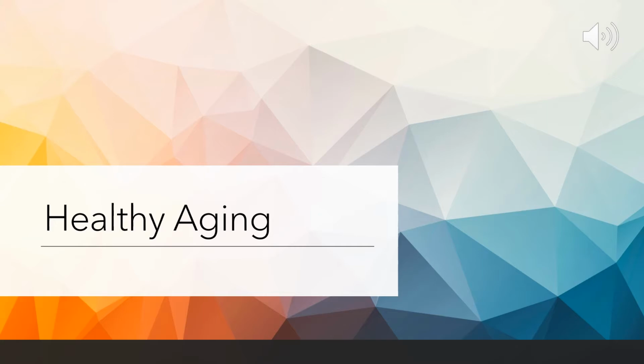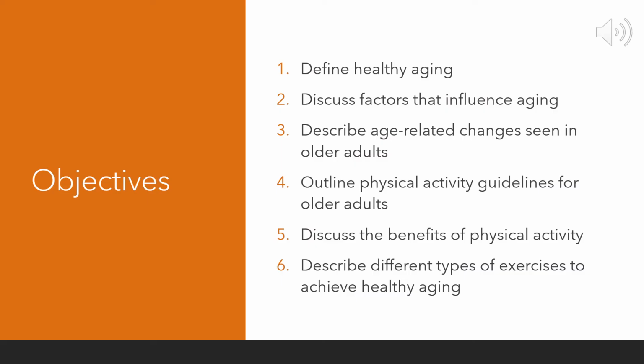I will be presenting this lecture on healthy aging and providing you with some information on how older adults can improve their health and quality of life through physical activity. In this presentation, I will define healthy aging, discuss the factors that influence how we age, describe age-related changes seen in older adults, outline physical activity guidelines, discuss the benefits of physical activity, and finally, I will describe different types of exercises to help you achieve healthy aging.